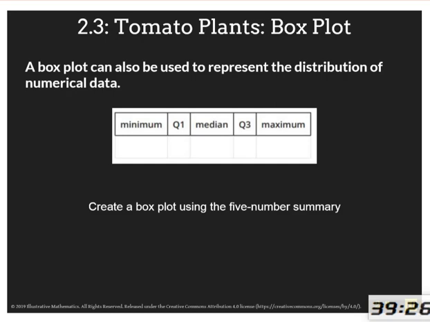I give you one more minute, so 40:30. Thirty seconds.